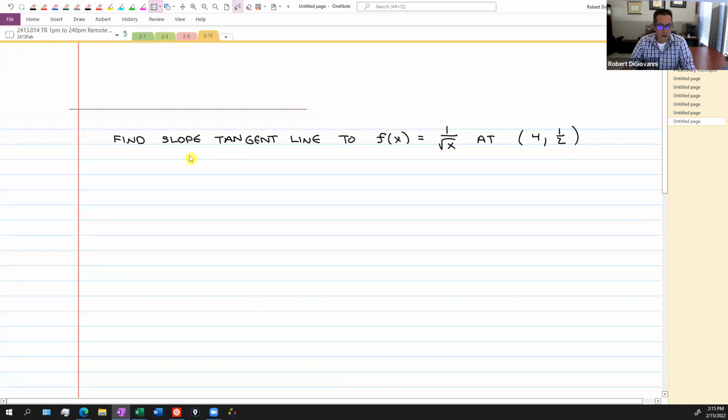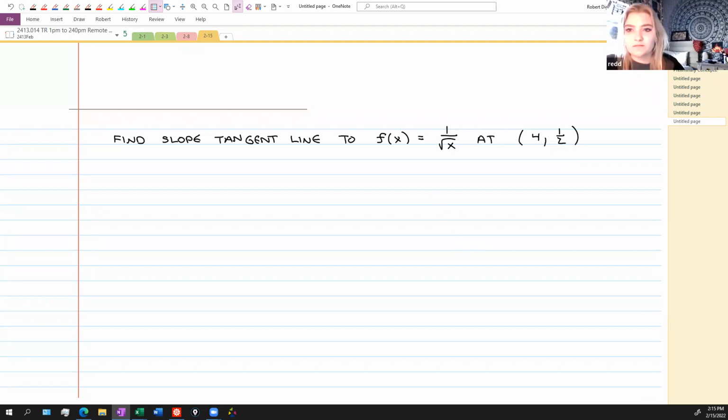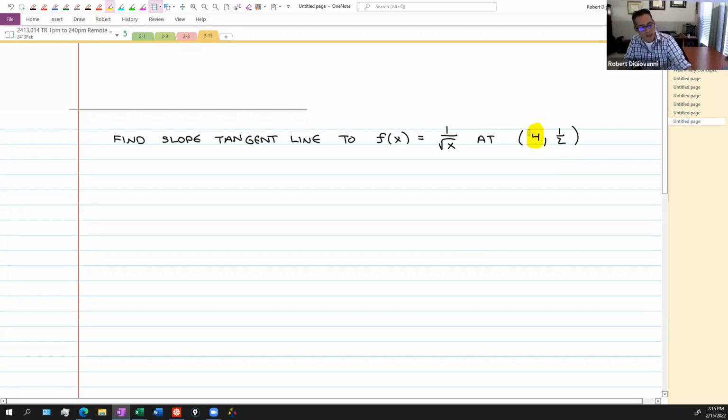So I'm presenting this problem in just a slightly different manner. I'm still asking for the slope of the tangent line to some function. But do you notice I didn't give you x equals a? I didn't say x equals this number. Instead, I gave you the point on the graph that I want you to find the tangent line for. So what is a? Red, you look like you wanted to say something. 4. A is 4. It's the x coordinate. That is our a. Good.